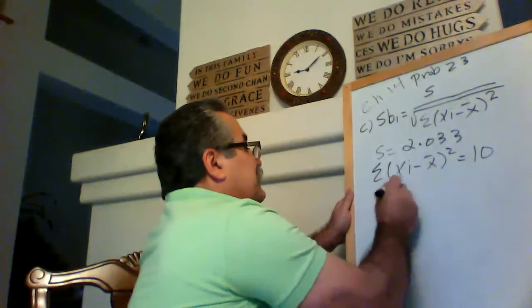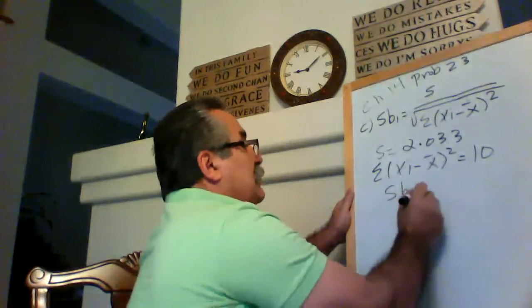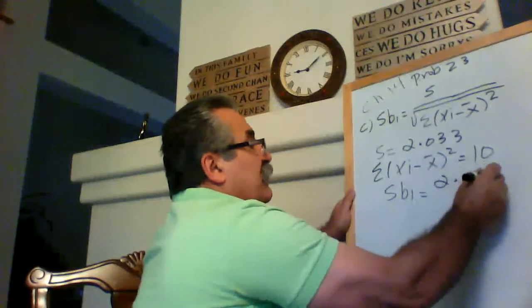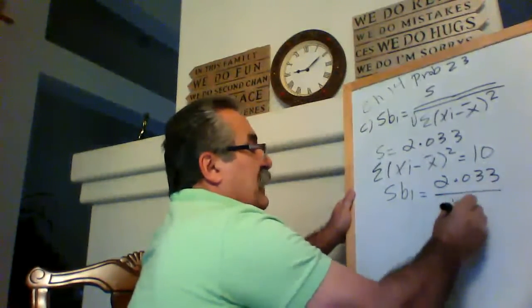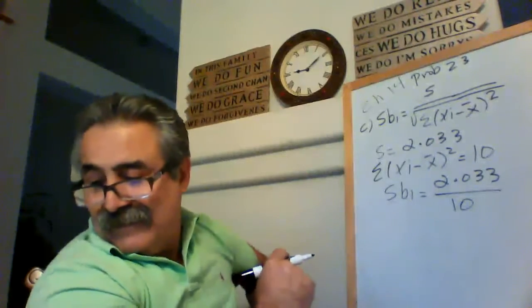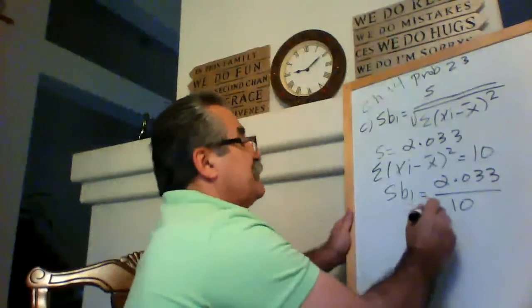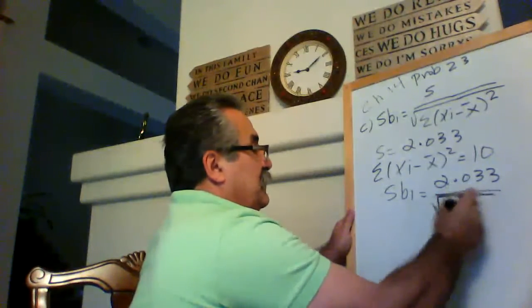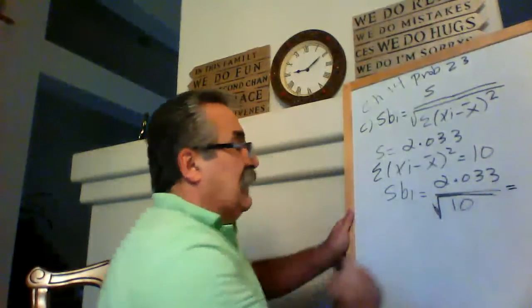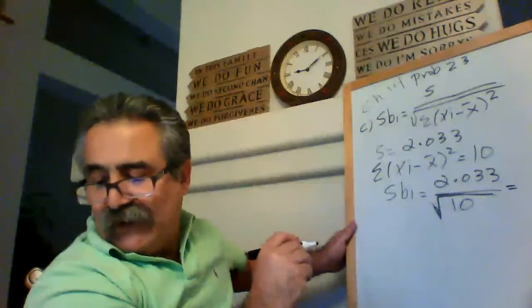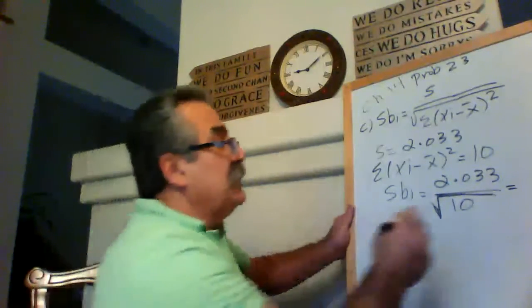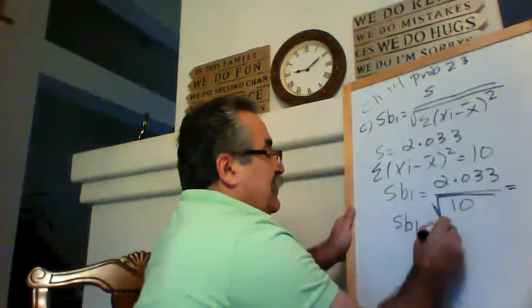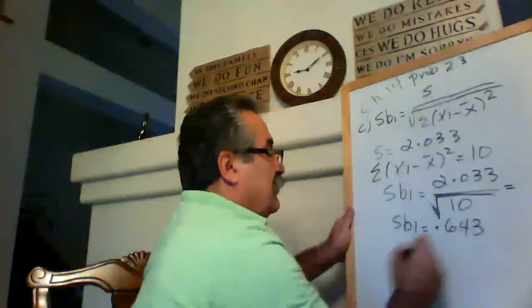And then SB1 is equal to 2.033 divided by the square root of 10, and the answer is 0.643. SB1 is equal to 0.643.